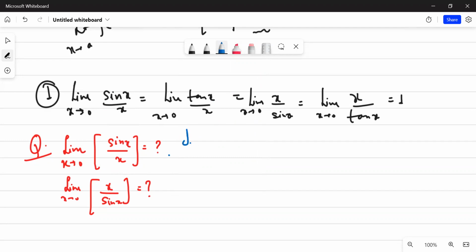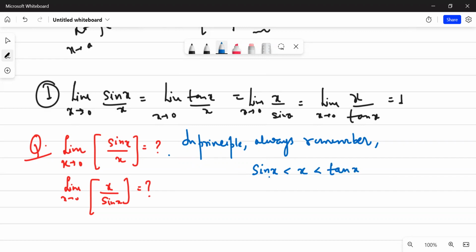So I am writing here: in principle, always remember, and this inequality we are going to derive in differential calculus as we go along. But right now, just remember, in principle, always remember that sin x is always less than x. Sin x is always less than x, and x is always less than tangent x. Is that clear?